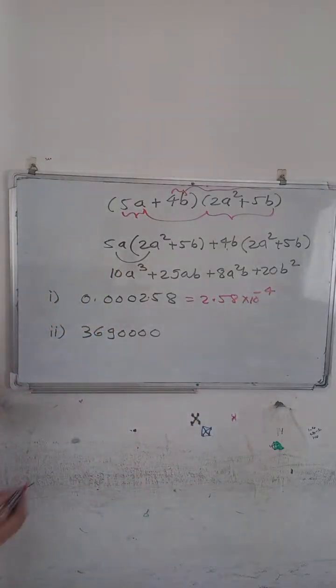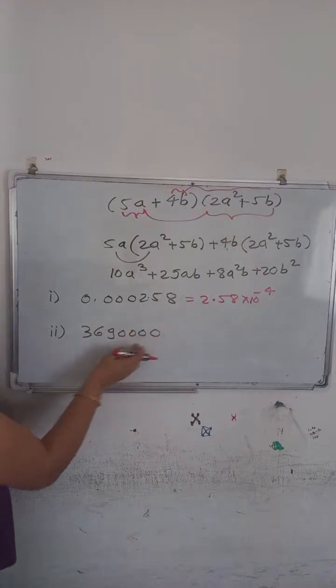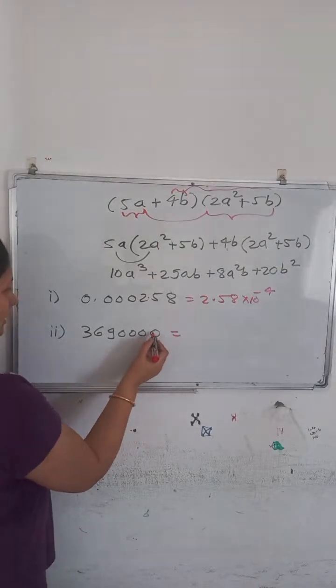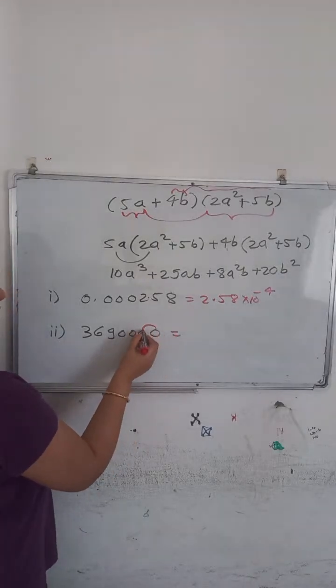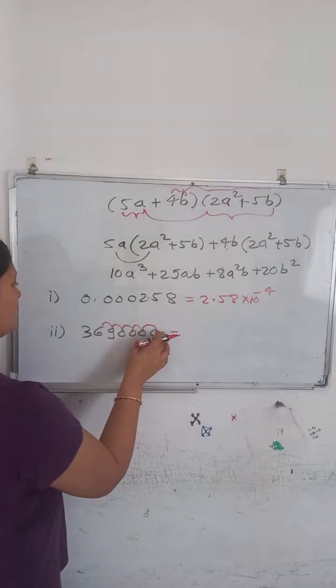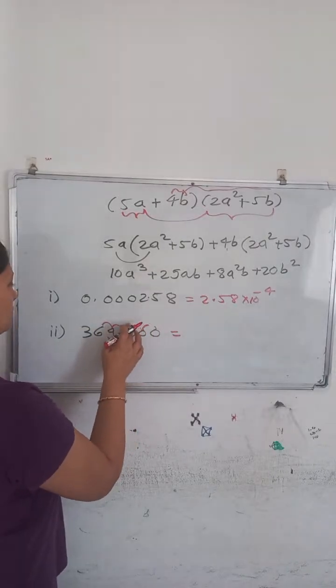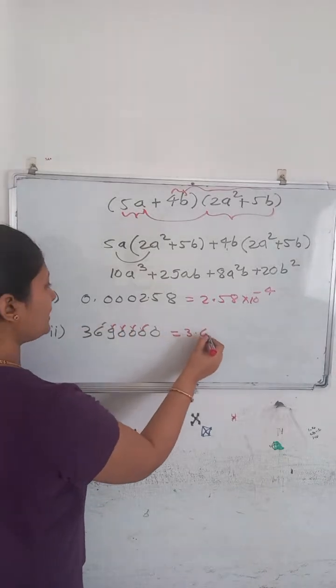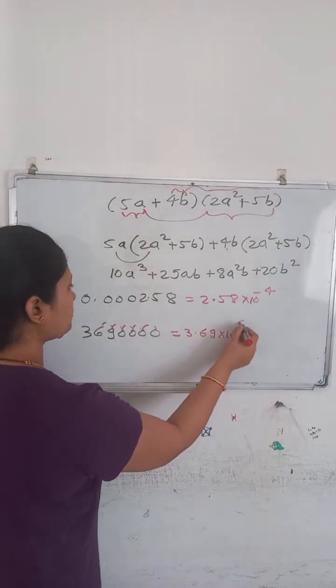Okay, and here we are going from right to left. Then powers become what? Positive. So here 1, 2, 3, 4, 5 and 6. So the decimal is shifting 1, 2, 3, 4, 5 and 6. So 3.69 into 10 raised to 6.